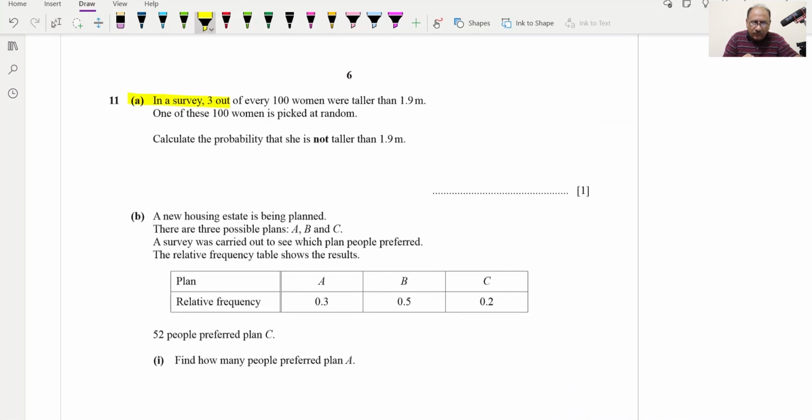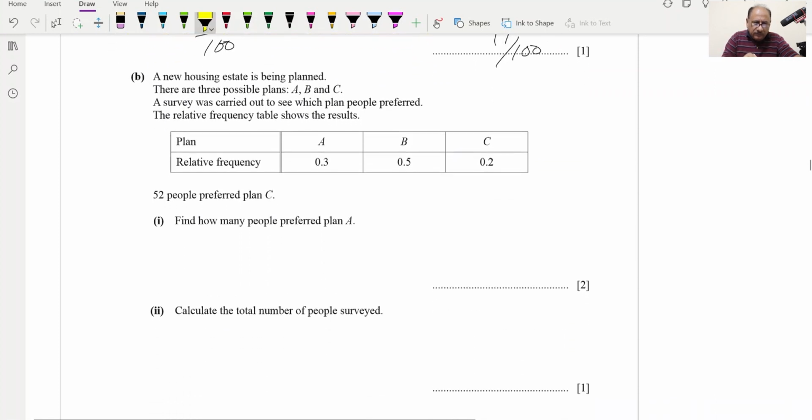Now question number 11, in a survey 3 out of every 100 women were taller than 1.9 meter. One of these 100 women is picked at random. Calculate the probability that she is not taller than 1.9. So out of 100, 3 are taller than 1.9. So 97 will be not taller. So we can write 97 over 100. So 97 over 100 will be our answer.